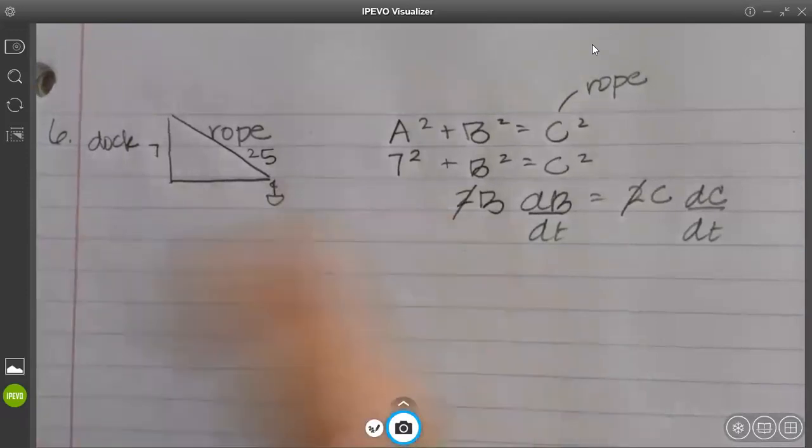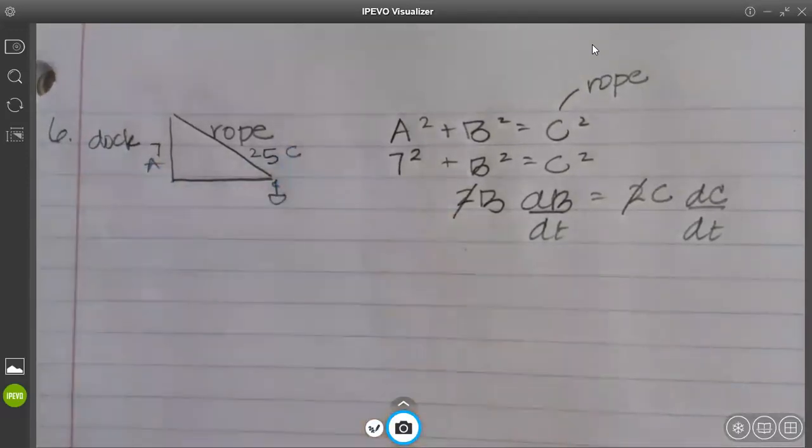Do I know what B is? This was A, this was C. Do I know what B is? You do know what it is. How can you figure out what it is? Plug it into what? Pythagorean theorem. Yeah, it's a right triangle, right? So we're going to use Pythagorean theorem, and we're going to find it.